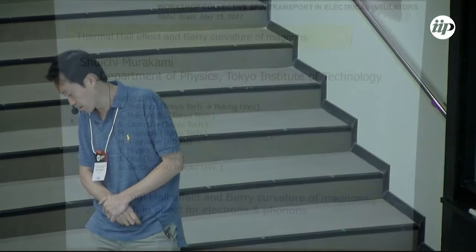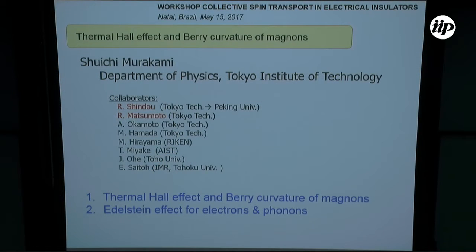This work is in collaboration with these people, especially Professor Shindo, who gave a talk last week, and also Matsumoto, who was a PhD student in my group, and also I collaborate with these people.